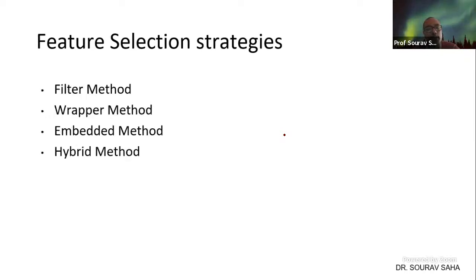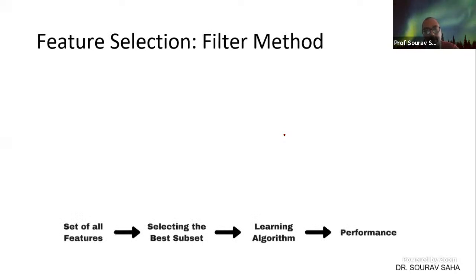So if you have categorical data, the chi-square test is one of the feature selection methods. For continuous data, you have Pearson correlation. These are some of the feature selection strategies: the filter method, the wrapper method, the embedded method, as well as the hybrid method. I have discussed all these processes.